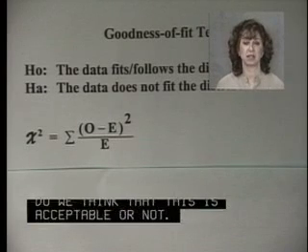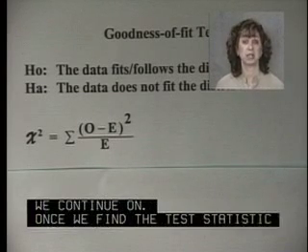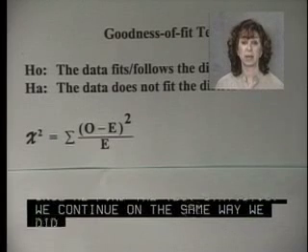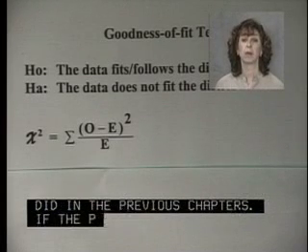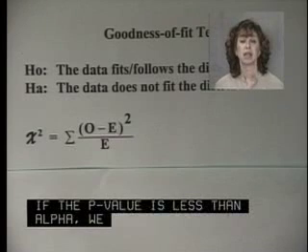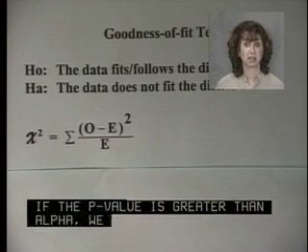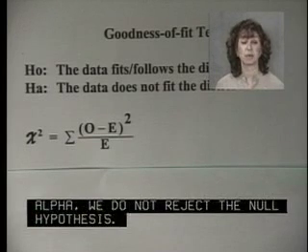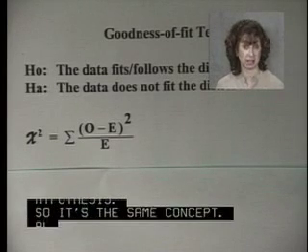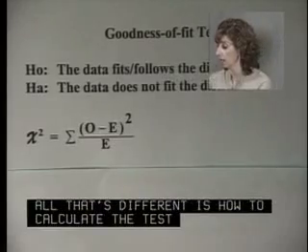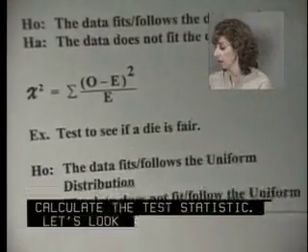Once we find the test statistic, we continue on the same way we did in the previous chapters. If the p-value is less than alpha, we reject the null hypothesis. If the p-value is greater than alpha, we do not reject the null hypothesis. So it's the same concept. All that's different is how to calculate the test statistic. Let's look at this case right here. I have a die right up here.